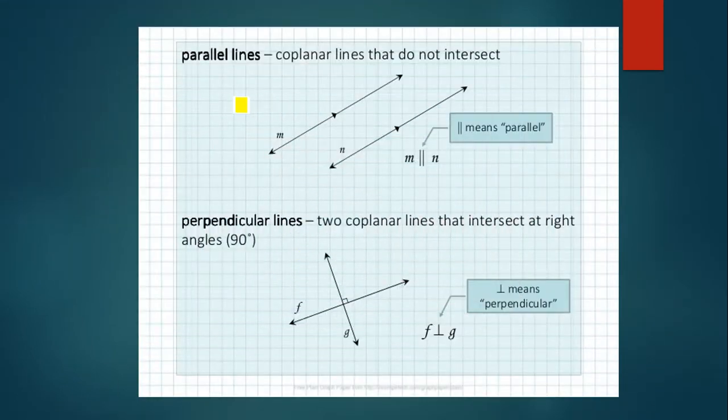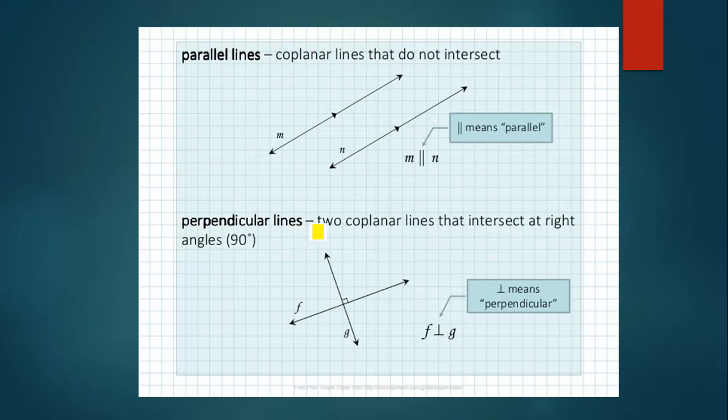Now next we have parallel lines and perpendicular lines. In this chapter we are going to learn about these. Parallel lines are coplanar lines that do not intersect. You can see in the given example, M and N are both parallel, and here you can see the symbolic representation of parallel lines. How will you express it? M is parallel to N, with two standing lines. This way you are going to represent it.